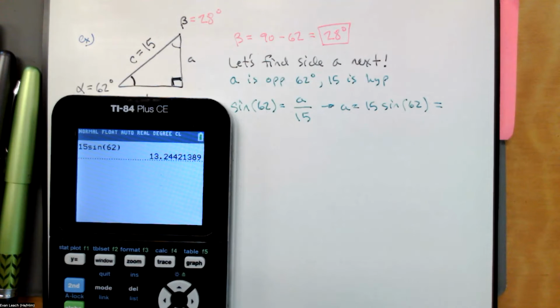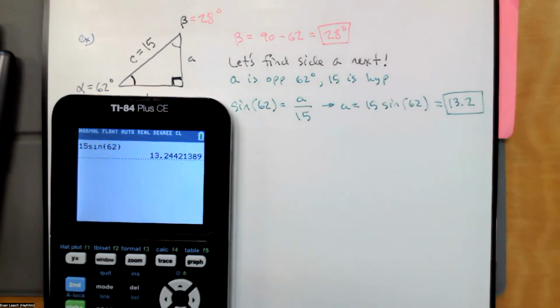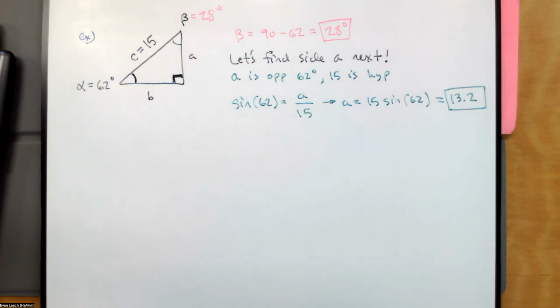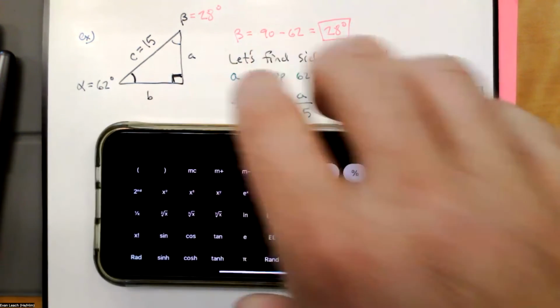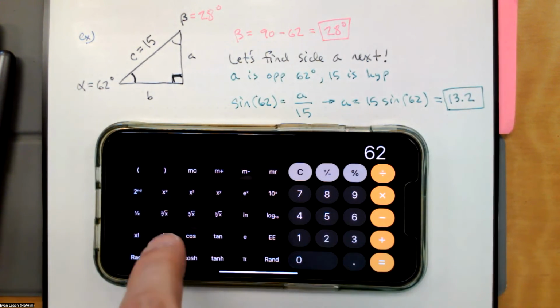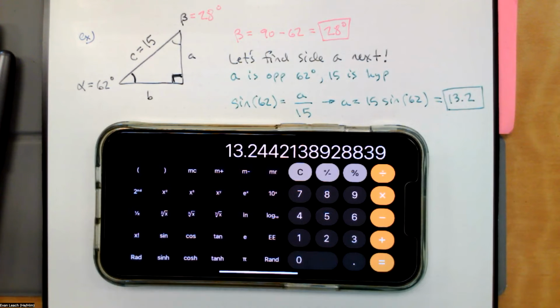I type it like I see it, 15 sine 62, and we get 13.2. Any questions? On our phone style text calculator, I have to do things a little bit differently because I can't type sine then 62. The sine button on our phone takes the sine of whatever is on the screen. So if I type 62 first and then press the sine button, I still just have to multiply by 15 times 15. And we get the same answer, 13.2.